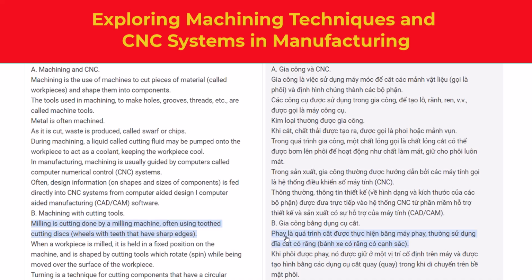Milling is cutting done by a milling machine, often using toothed cutting discs, wheels with teeth that have sharp edges. When a workpiece is milled, it is held in a fixed position on the machine and is shaped by cutting tools which rotate, spin, while being moved over the surface of the workpiece.